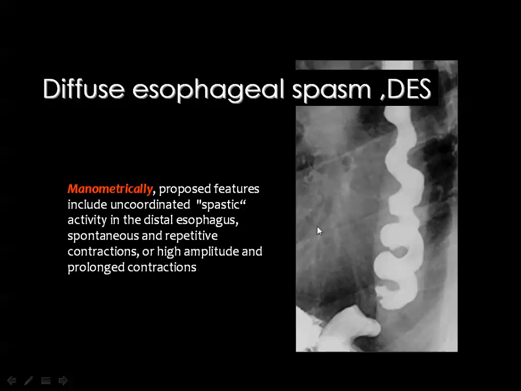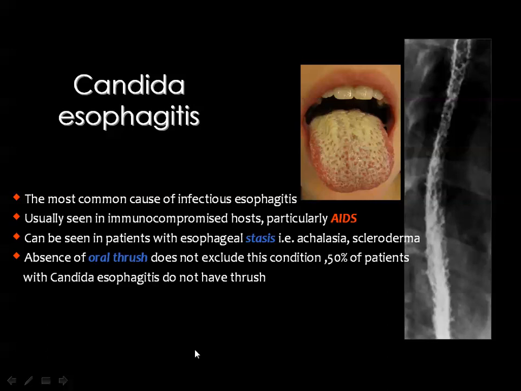And by manometry, you can see this. You can measure the pressure through the esophagus, and also monitor these contractions, which are not usually propulsive. They are uncoordinated contractions, resulting in this corkscrew appearance of the esophagus.